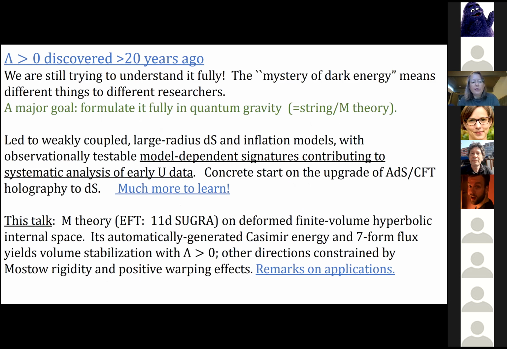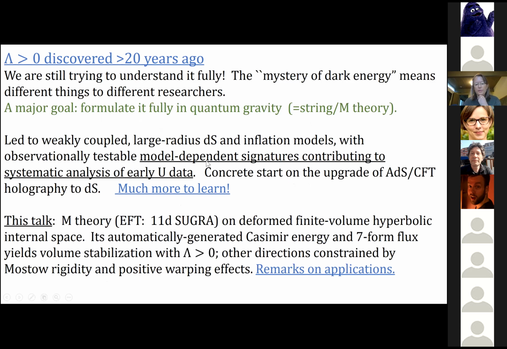So as everyone knows, the cosmological constant was discovered 20 years ago, one of the most amazing events in my career, I'd say. And we're still trying to understand it. A major goal we all share is to formulate it fully in quantum gravity, and I'll take that to mean string or M theory. That has already led to a number of weakly coupled large radius de Sitter and inflation models with some observationally testable signatures.